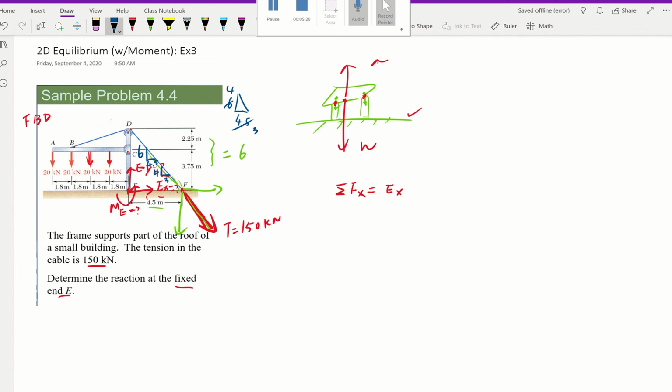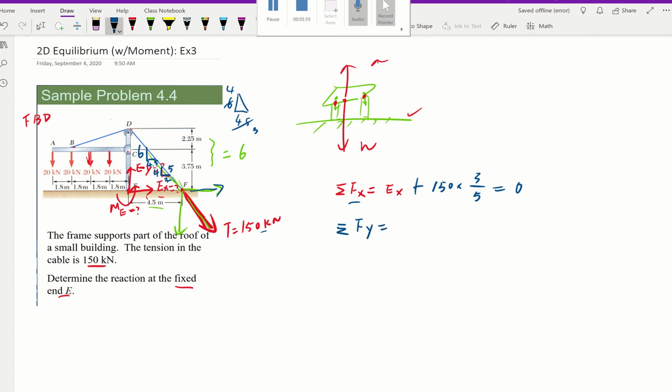4, 3, 5. So it's a 3, 4, 5 triangle. Then we can simply decompose to the x direction. That's where we are now. Forces in the x direction: we have 150. The x component will be the horizontal 3/5, and this force is to the right, so it's plus. That equals 0.